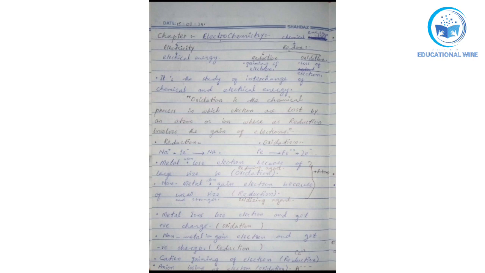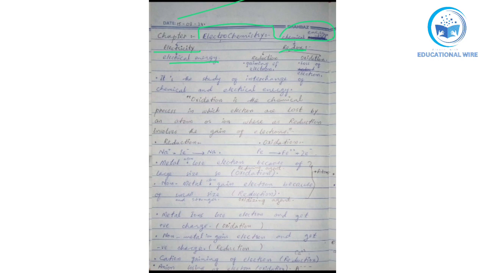So today we will start our new chapter of chemistry, that is electrochemistry. First of all, we should know that electrochemistry is divided into two parts. One is electricity and another is chemical energy, that is redox. Talking about electrochemistry, we have two parts, electricity and redox. Electricity depends on electrical energy and redox depends on chemical energy.